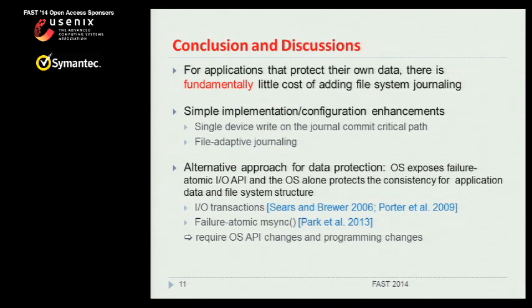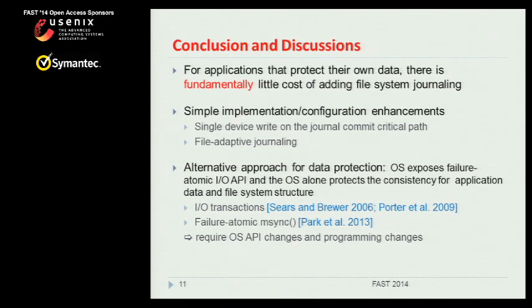I want to end this talk by mentioning one alternative approach to enable data protection. The main problem with journaling of journal is that you have one function, protecting data over failures, done at two places, at both the application layer and the operating system layer. So the alternative approach is to let the OS expose a failure-atomic I/O API, and then have the OS alone protect the consistency for both application data and the file system structure. One direction along this approach was some nice previous work that proposed a transactional I/O API to applications and had operating systems support transactional I/O.